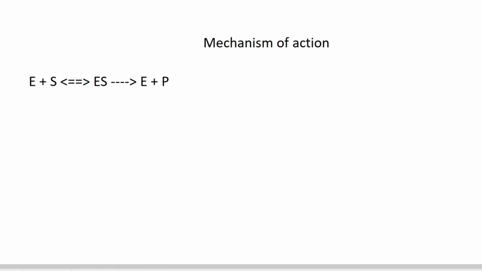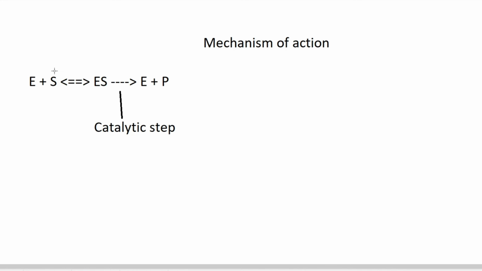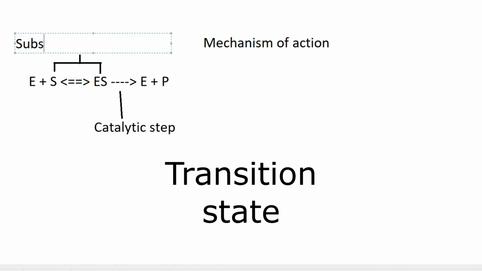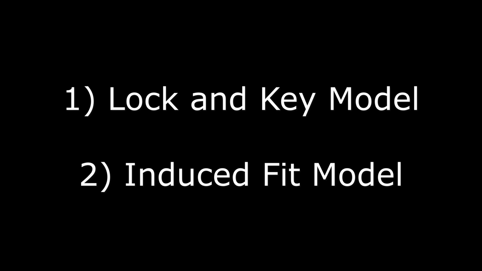So you can see that there is the enzyme with the substrate. It forms the enzyme substrate complex. Then you have the catalytic step, which is the enzyme letting go of the product and completing the reaction. So the S and the ES are the substrate binding, and the ES is known as the transition state. It is the transition state stabilization.